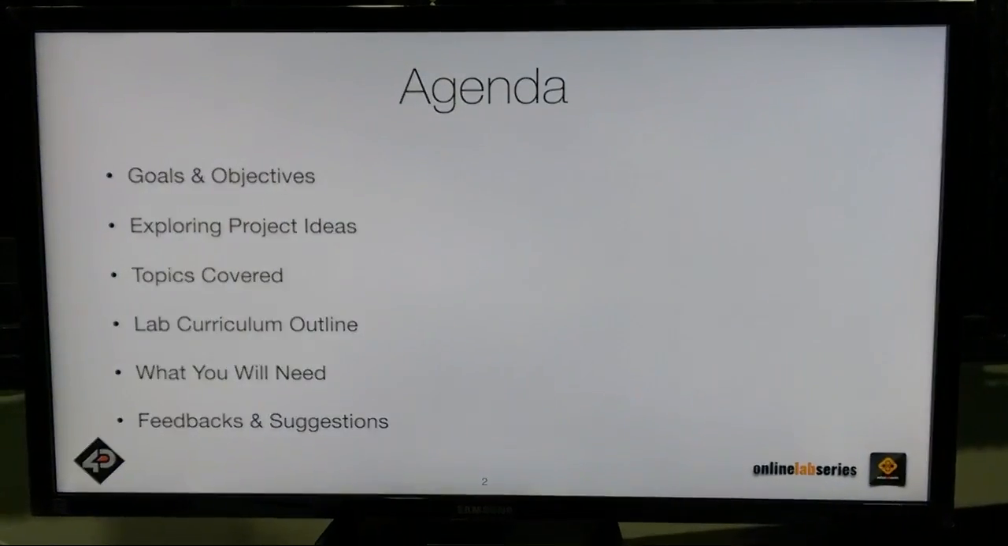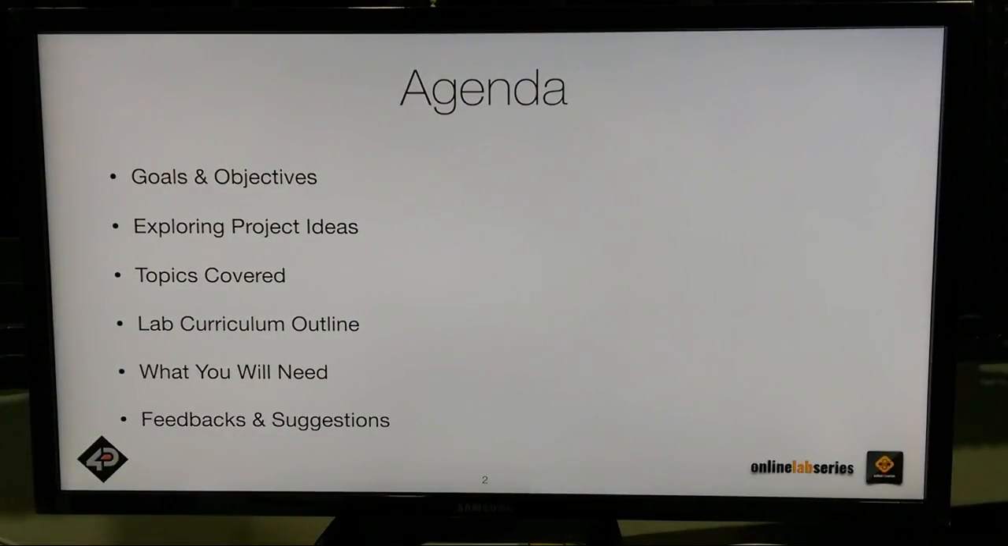Okay, so the agenda for today would include looking at some of the goals and objectives of the lab series, exploring the project ideas that we're going to use to really showcase the product applications for each of the products within the 4D Systems product portfolio. Then we're also going to look at some of the topics we're going to cover. We're going to look at the lab curriculum outline, and then we will explore what you will need to actually get started as well as to follow along.